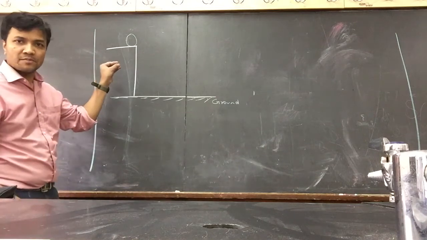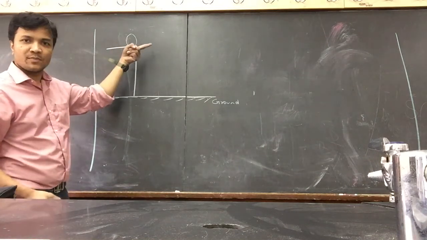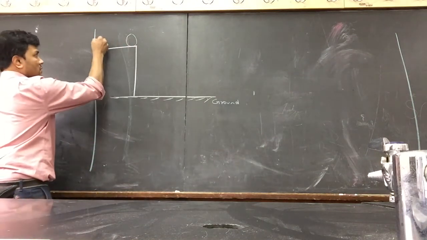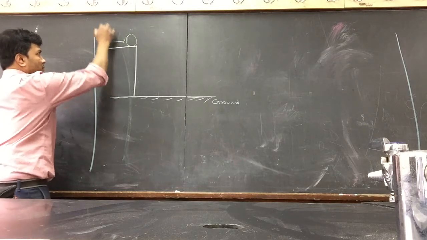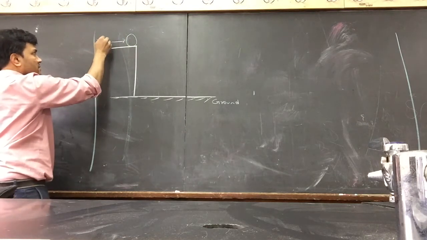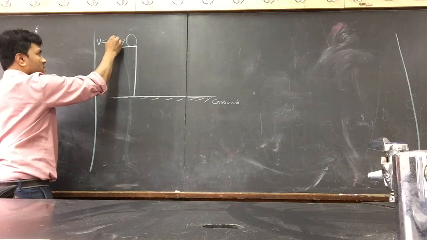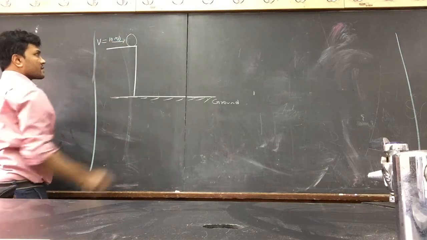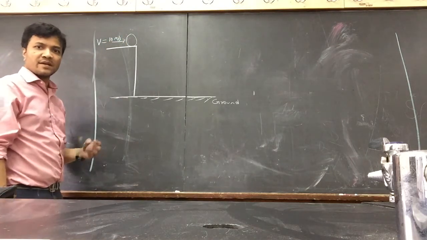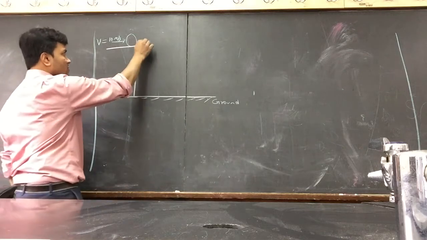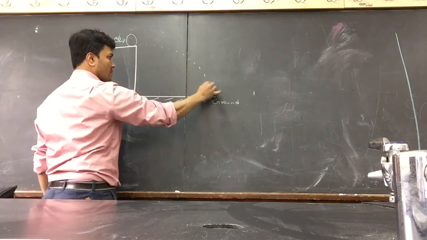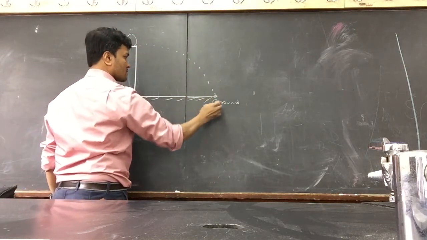What can you do with this ball? You can push this ball, applying some velocity, say 10 meters per second. If you push it, applying 10 meters per second, the ball will eventually hit the ground.